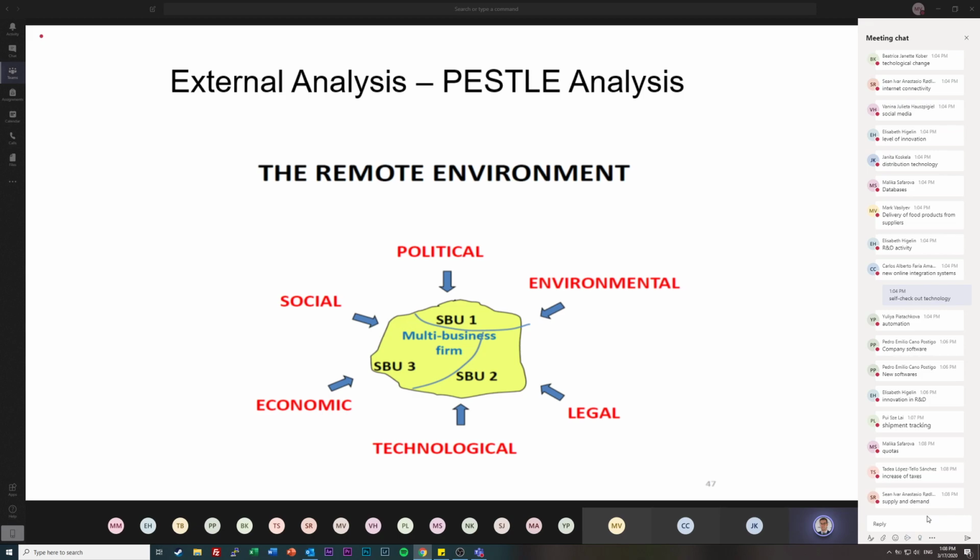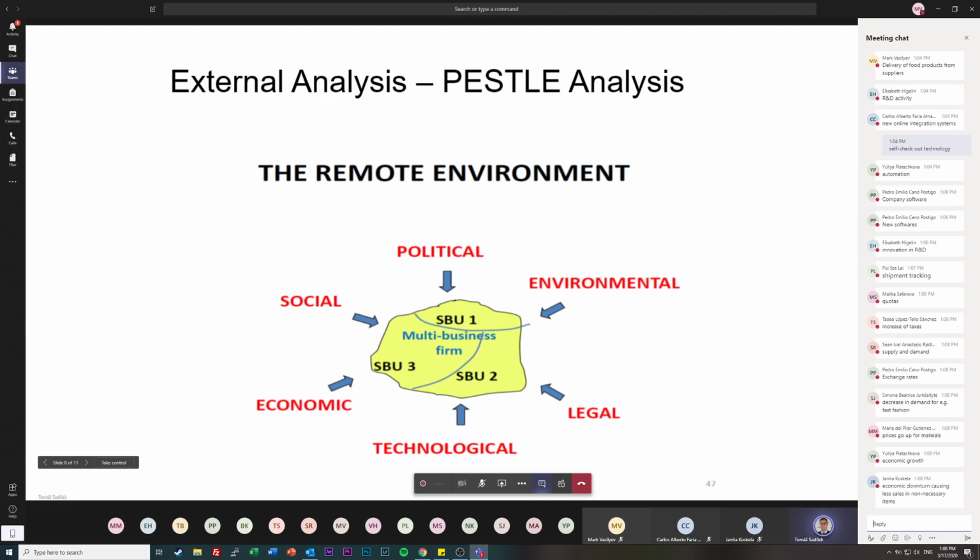Okay, increase of taxes, supply and demand on a specific market, exchange rates, very well, decrease in demand for fast fashion. You know, that's a trend nowadays. Yes, that's right. Prices go up for materials and also prices go up for wages. Economic growth in a country, that's for sure.